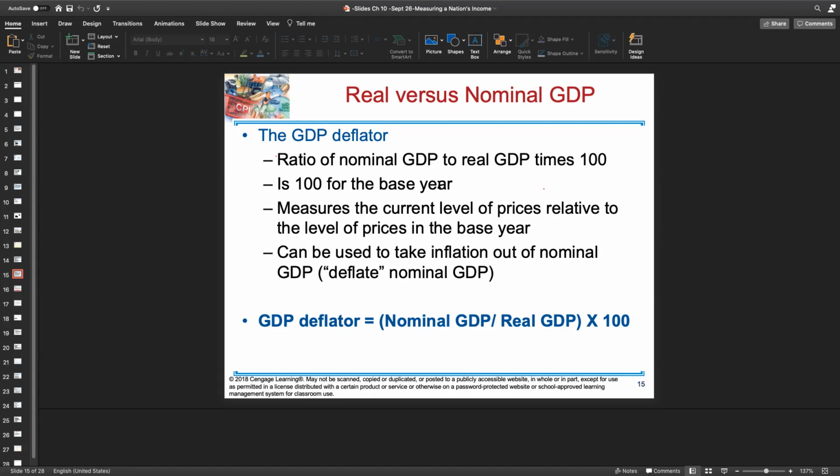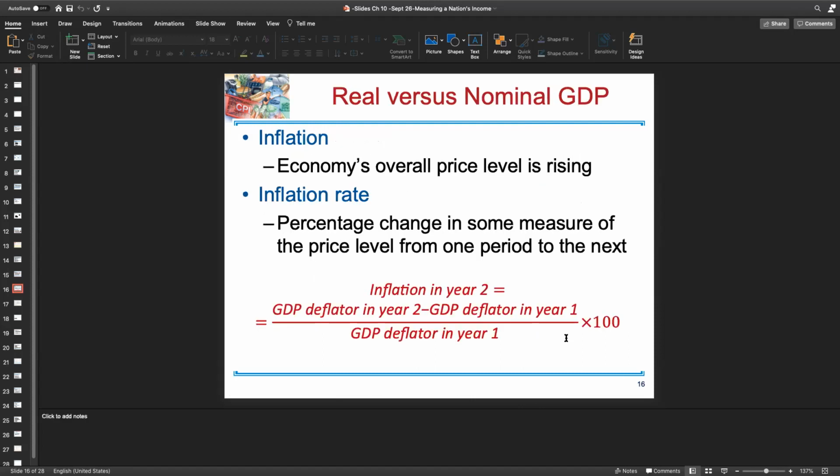And then based on that, you can see the change in the nominal GDP compared to the real GDP. And we show that by example. What is the definition of inflation? Inflation is the economy's overall price level changes, an increase in the economy's overall price level.